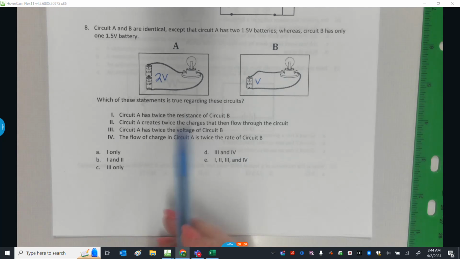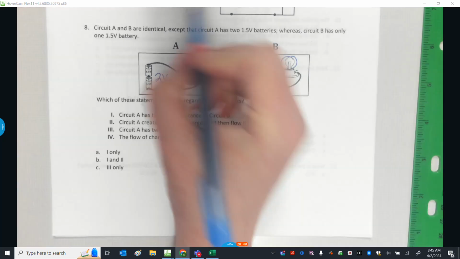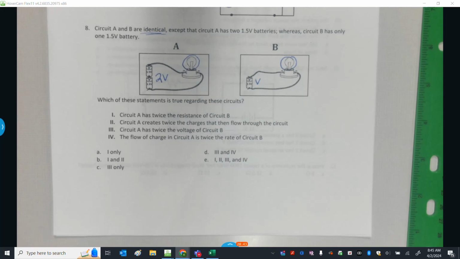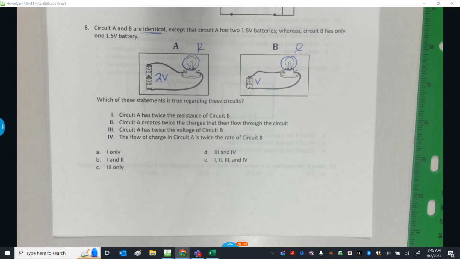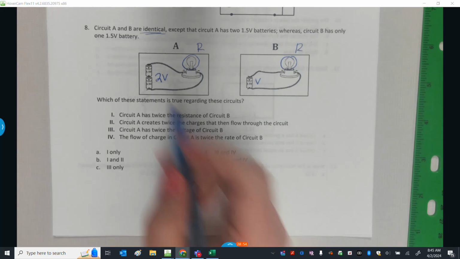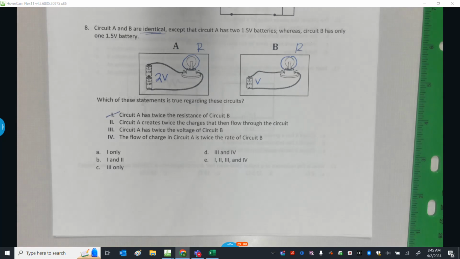Let's read the statements. Statement 1 says circuit A has twice the resistance of circuit B. Resistance is not determined by the batteries. Resistance is determined by the light bulbs or resistors that are connected to the battery. And these both only have one light bulb, and that light bulb is the same. It says identical, which means the resistance here and the resistance here are equal. They both have the same resistance, whatever it is. Maybe it's 2 ohms. Pick a number. But they're the same, which means statement 1 can't be true, because the resistance isn't determined by the batteries. It's determined by the light bulbs.